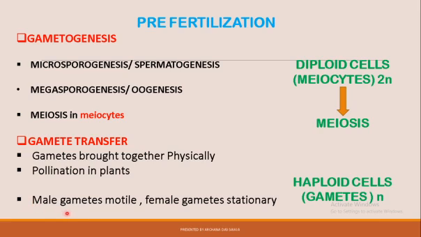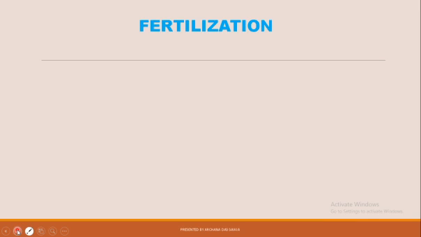Then, as I mentioned, male gametes are usually motile, and female gametes are stationary. So what happens during gamete transfer? The male gametes have to be transferred to the female individual so that they can meet with the female gamete. And this can happen either through physical contact or through some agents. They may be transferred.